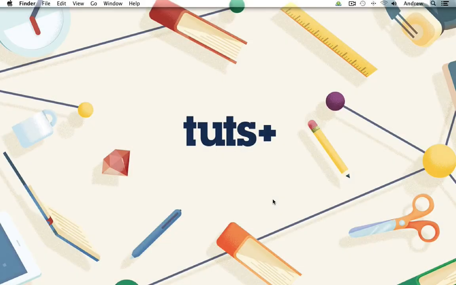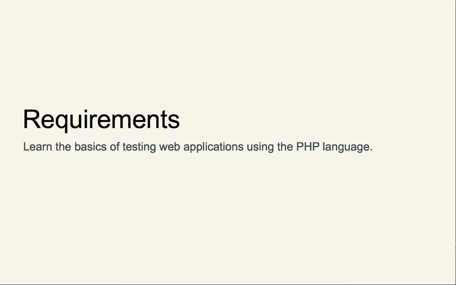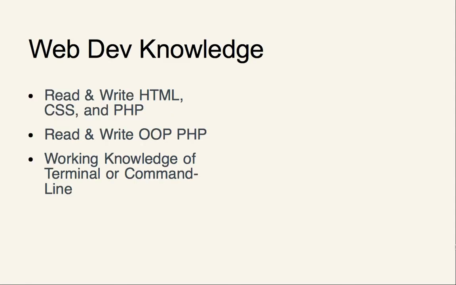Alright, before we get into any testing, we should first review what you should know and what you're going to need in order to follow along with this course. Let's start with what basic programming and web development knowledge you should have. For this course, you should be able to read and write basic HTML, CSS, and PHP. You should also know how to read and write object-oriented PHP, and you should have basic working knowledge on how to access your computer's terminal or command line.